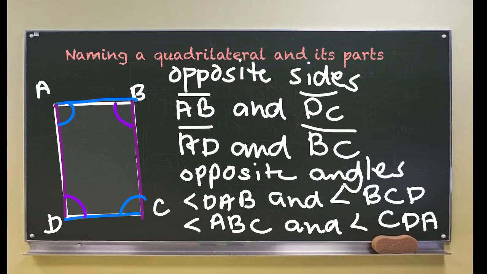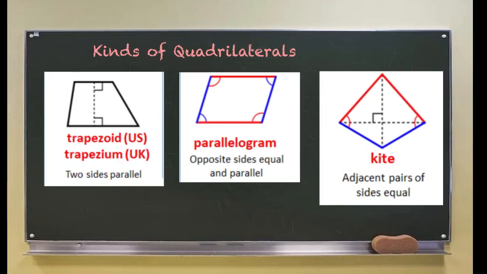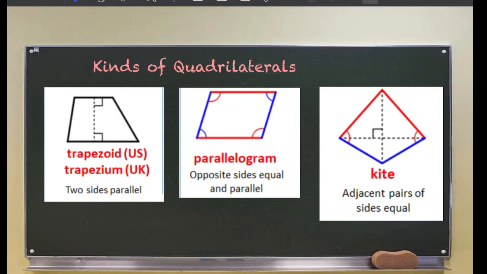Alright. So, we move on to the kinds of quadrilaterals. Ito yung tatlong major kinds of quadrilaterals. The trapezoid, the parallelogram, and the kite. Pag sinabi natin trapezoids, we have two sides which are parallel. And these sides are opposite sides. Parallelogram, we have two pairs of parallel sides. When you say two pairs, yung two pair na opposite sides are parallel. And then the kite, wherein adjacent pairs of sides are equal.